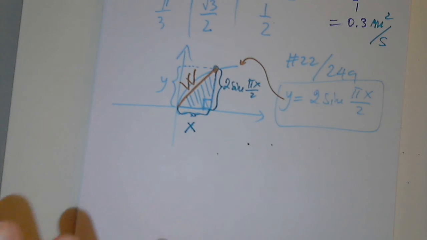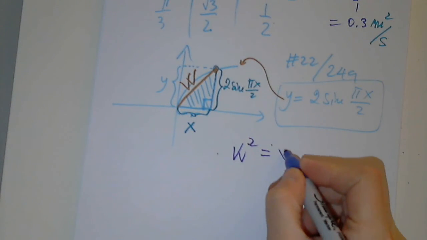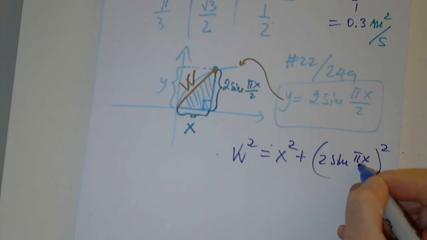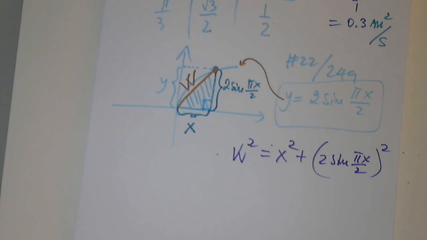dw over dt. Oh, we're not there yet. We can't differentiate before we have the equation. We have to see the equation first. Did you write it and I didn't see it? No, we cannot differentiate if we don't see the equation. I only want the equation now. Yes? w squared equals x squared plus 2 sine pi x over 2, squared. Yes. Awesome. That's what I want first.